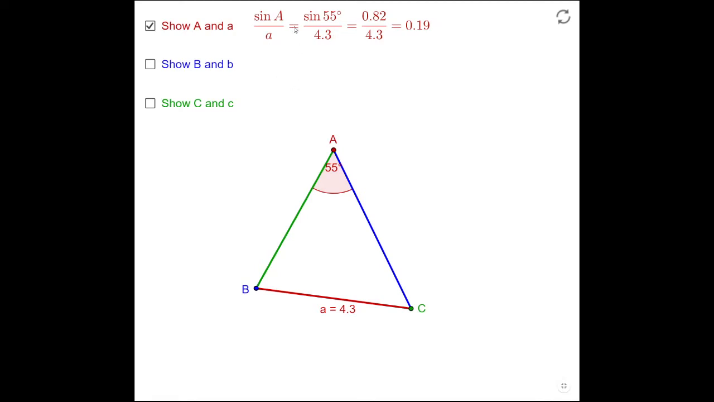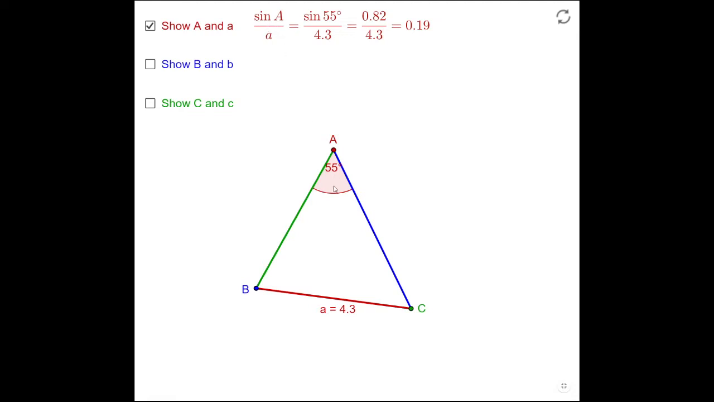So here we have an expression where we've taken the sine of the angle A and divided it by the length of side A. So you'll notice that angle A is across from side A. And this is a ratio. However, it's different than the trig ratios we were talking about previously. Okay, so this is sine A divided by A.